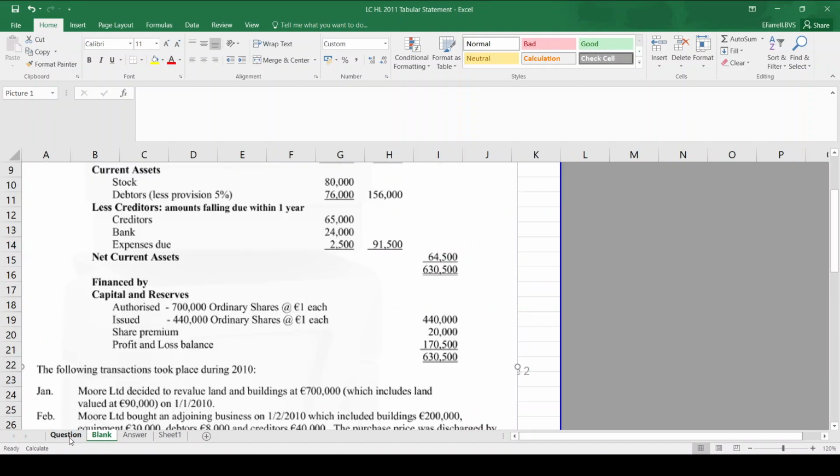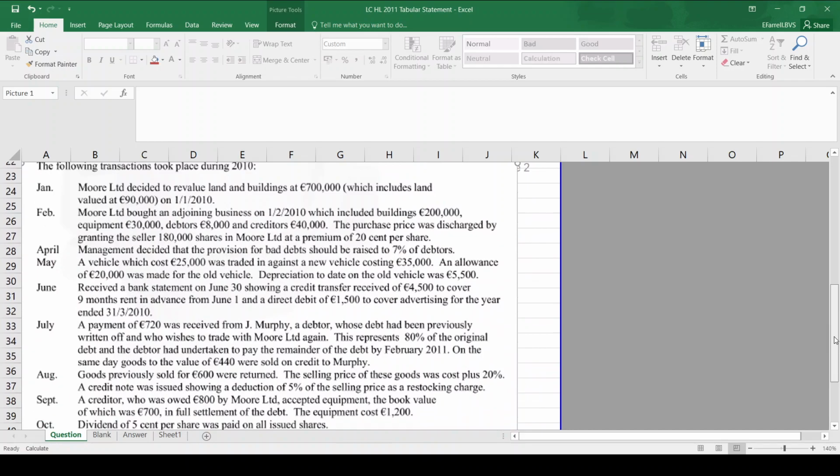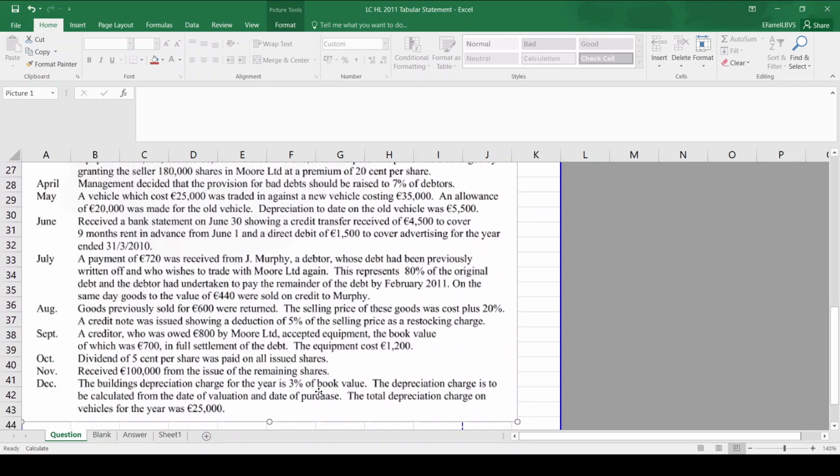December. Okay, we have 2 columns for December. The reason we have 2 columns for December is because we have to do the depreciation here, and then we also have to go back and tidy up the amount with the bank, where there were amounts due and prepaid. So we'll have a look at the depreciation first of all. The building's depreciation charge for the year is 3% of book value. Depreciation charge is calculated from the date of valuation and the date of purchase. So we'll have a look at the depreciation of buildings first of all.